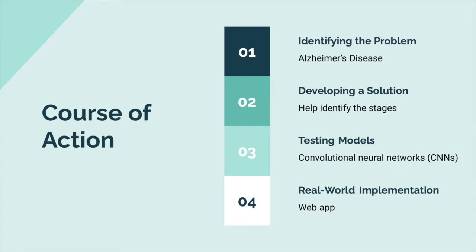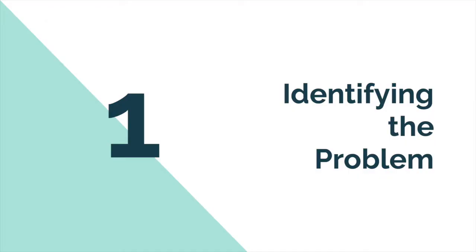Throughout our project, we decided to work on 4 major steps which we'll outline in this presentation, the first of which was to identify the problem, which was Alzheimer's disease. The second step was to develop a solution, which was to identify different stages of Alzheimer's. The third step was to test a CNN model that could determine whether or not Alzheimer's disease was present. The fourth step was to implement this model into the real world with the use of a web app that could run it anywhere. The first step that we covered was to identify the problem, which will be discussed now.